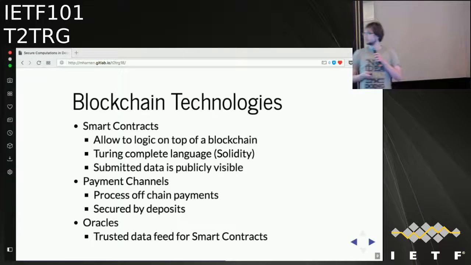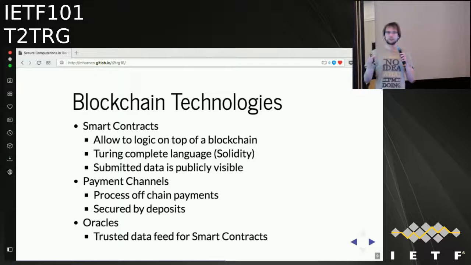And the last component are oracles. Smart contracts by themselves have no knowledge of, and cannot communicate with, the external world. So we have a virtual machine, and oracles can act as trusted data feeds. So if I want to query a trusted HTTPS server, I can do it with an oracle, and then I can also get a proof that the data I got is valid.